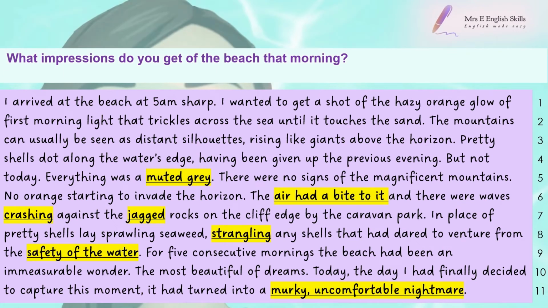So I have highlighted muted grey, air had a bite to it, crashing, jagged, strangling, safety of the water, murky uncomfortable nightmare. Next, annotate by writing the impression you get. Once again, pause the video here to have a go before I reveal what I have annotated.